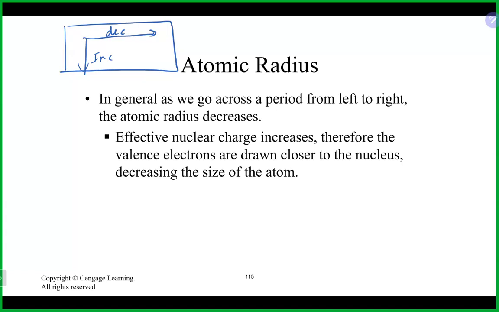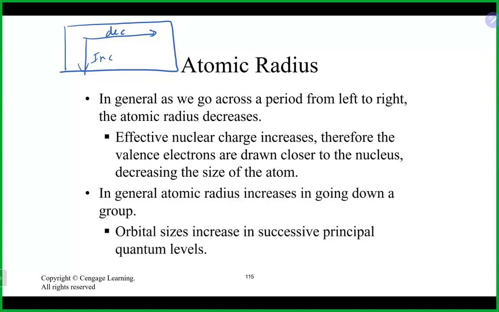The idea here is for the same reasons we talked about. Radius gets smaller because the effective nuclear charge increases as you go to the right. So again, even though the outer electrons are further away, there's a greater effective nuclear charge that they're feeling that's going to pull them in and make everything smaller, as we can see here.